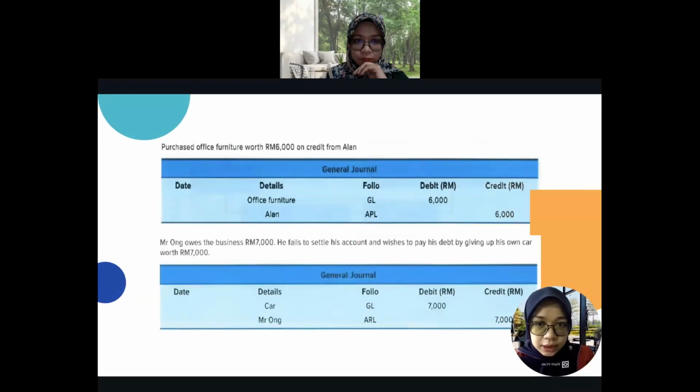The first example is the purchase of office furniture with 6,000 on credit from Alan, and the entry should be debit office furniture 6,000 and credit Alan 6,000. Then the second example, Mr. Ong owes the business 7,000. He fails to settle his account and wishes to pay his debt, giving up his own account with 7,000. So the entry should be debit into the business 7,000 and credit account receivable Mr. Ong 7,000.